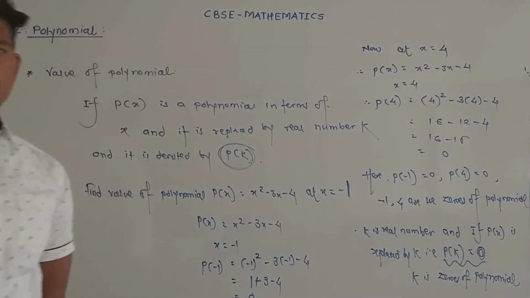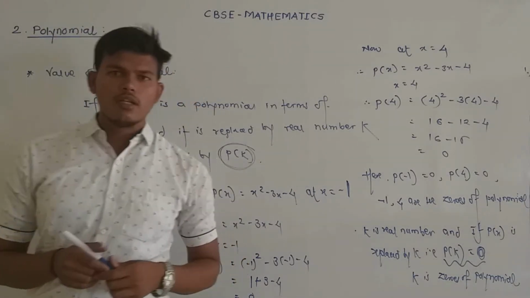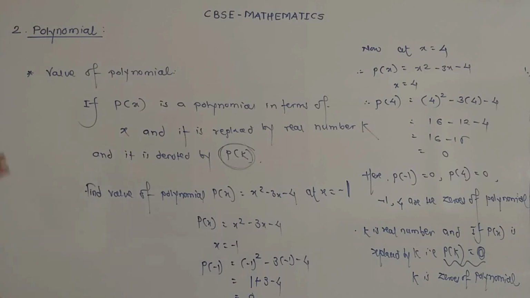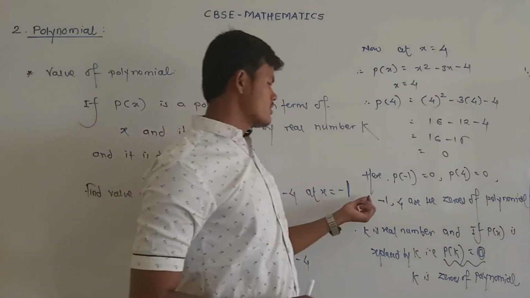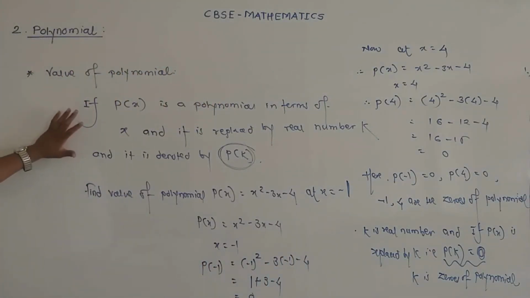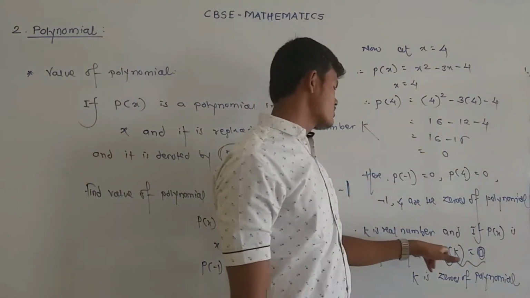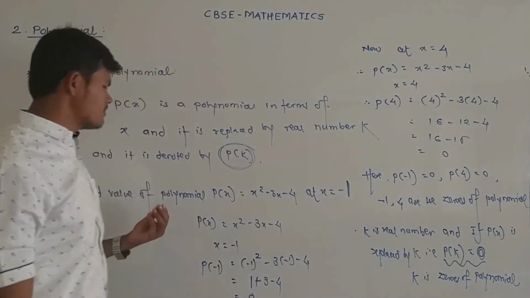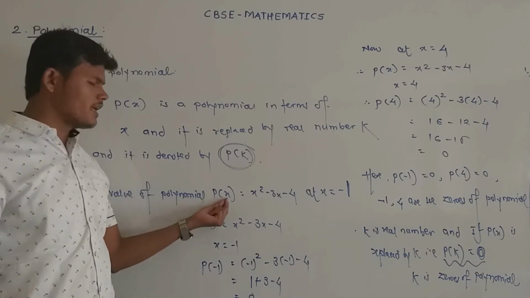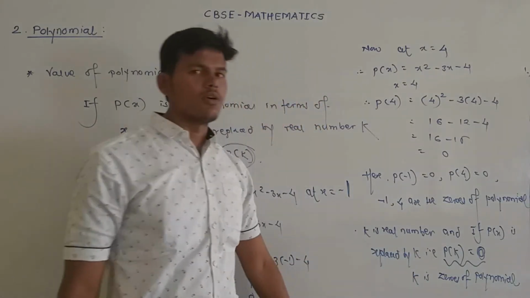That means in the last lecture or in the previous standard we have seen the value of a polynomial as the remainder theorem. If the remainder of the given expression is 0, then it is called the zero of the polynomial. If the value of the polynomial is other than 0, then it is not a zero of the polynomial. But if the value of the polynomial is equal to 0, then it is called a zero of the polynomial. So here in the expression p of x, it is replaced by k, and if its value is 0, then it is said to be a zero of the polynomial.